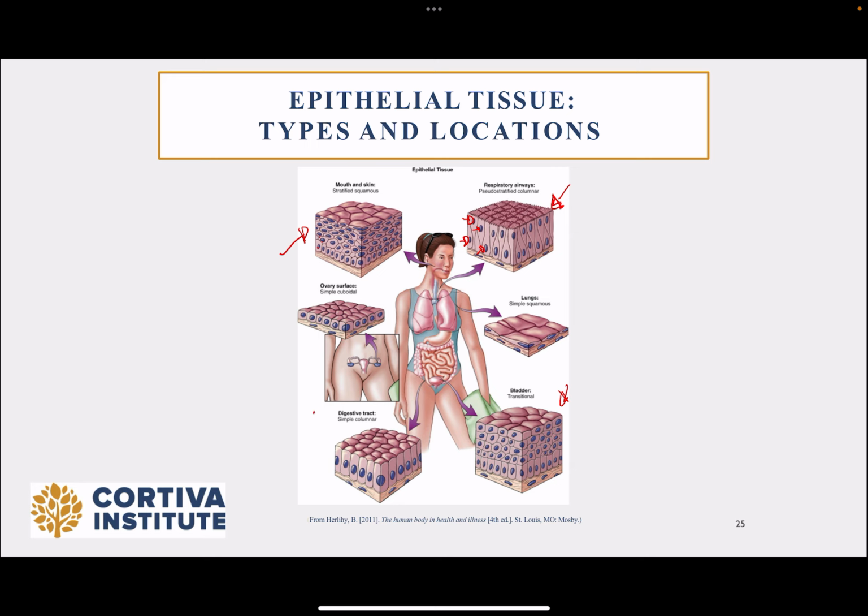Now, simple columnar, we're going to see that more so in the digestive tract, right, where we have columns that are going to help line our intestines, right? The ovarian surface is going to be known as simple cuboidal. It's actually a very thin layer of epithelial tissue. And then for the lungs, we have simple squamous, right? So here you can see that small sheet of cells.